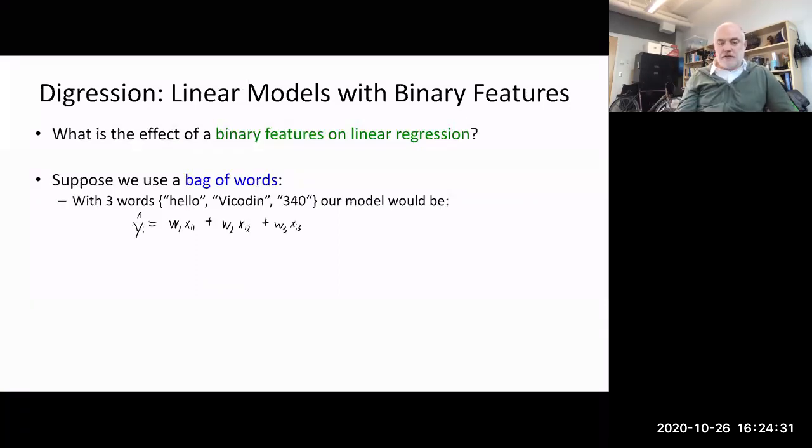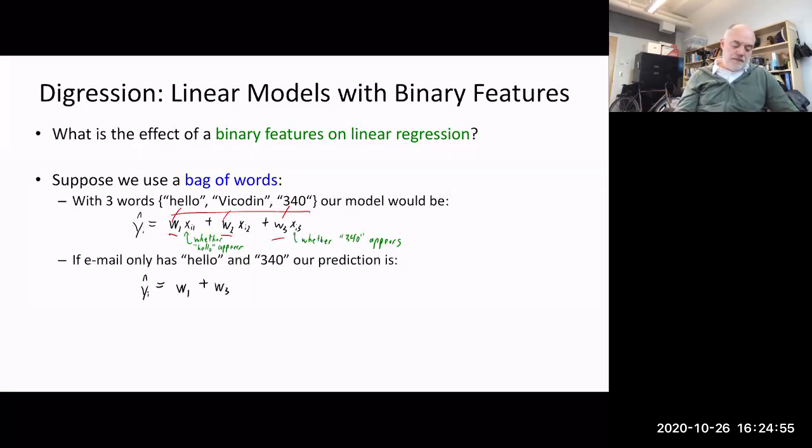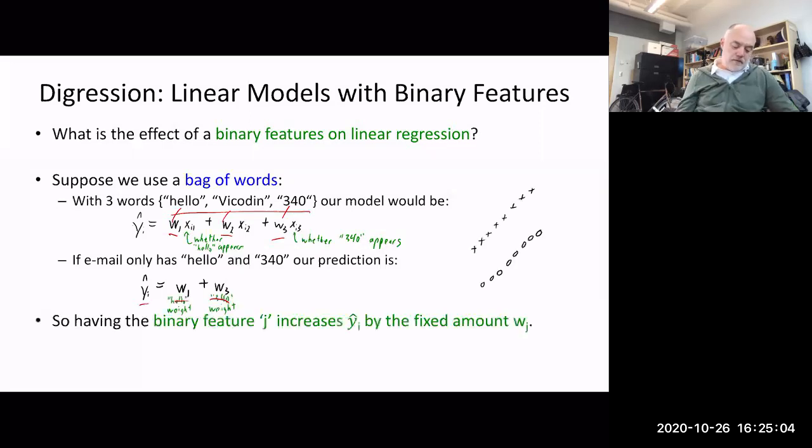What's the effect of binary features in linear regression? If you haven't thought about it, it should be pretty straightforward. Suppose we use like a bag of words representation. So here's our entire vocabulary. It's just 3 words: hello, Vicodin, and 340. Our model is going to put a weight on each one of those words, right? And the features are just going to be 1 or 0, whether or not the word appears, right? So if an email in this particular case has only hello or 340, the prediction is just the first weight plus the third weight, right?